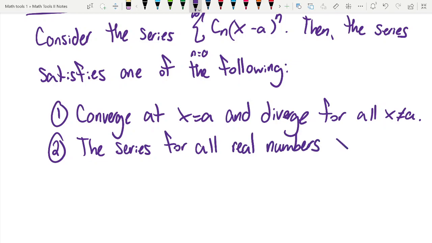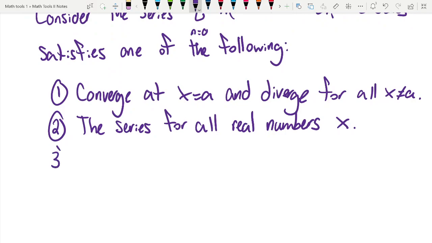All real numbers x. Okay, so maybe it doesn't matter what x is. Maybe it just converges no matter what. Or the more common case is that there's going to be a certain interval where it converges.